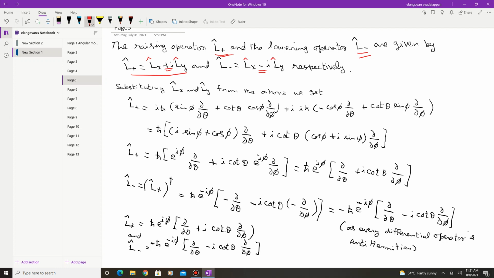Now if we substitute Lx and Ly from the previous result, the L plus operator can be expressed in this form: i h cross into sin phi d by d theta plus cot theta cos phi d by d phi, plus i into i h cross into minus cos phi d by d theta plus cot theta sin phi d by d phi. If you simplify, you will get this step. So the L plus operator is expressed in this form.